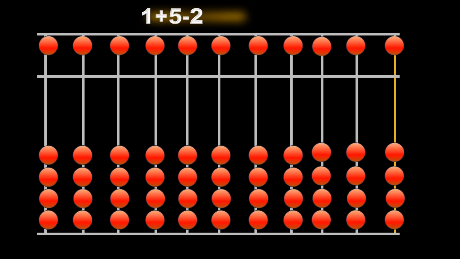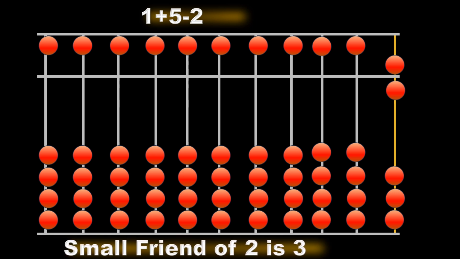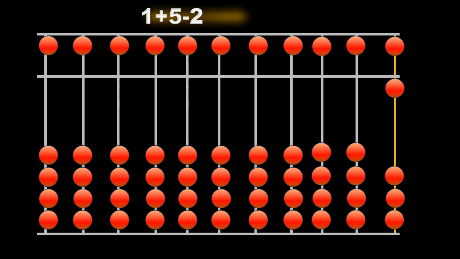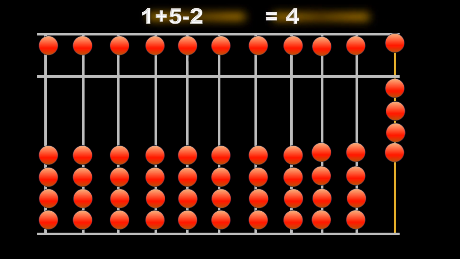Now the next question is 1 plus 5 minus 2. So first add 1. Now we have 5, add 5 also. And now we have to subtract 2, the last digit. Small friend of 2 is 3. So subtract 5, add 3. So the answer becomes now 4.